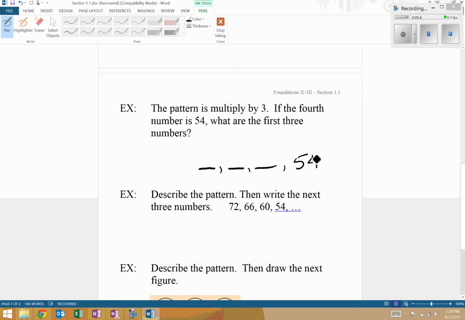If we need the first three numbers, then to get to 54, you have to multiply the previous number by 3. To work backwards, that means you then have to divide by 3. So if we divide 54 by 3, you're going to get 18. Again, working backwards, we divide that by 3, and you'd get 6. Divide 6 by 3, you get 2. So sometimes it's not quite as simple as the previous ones.